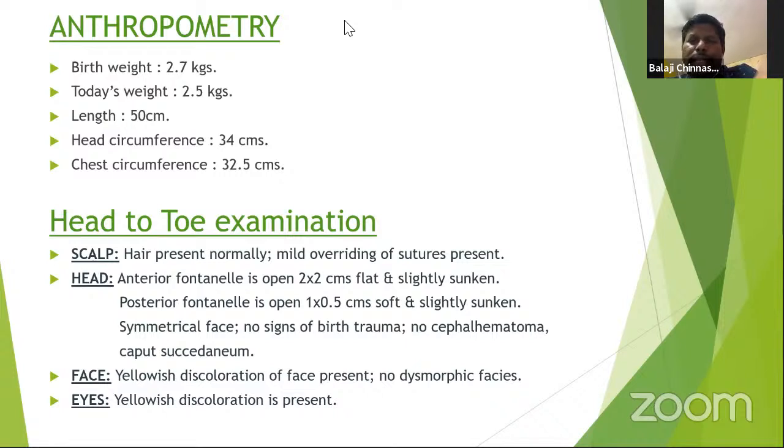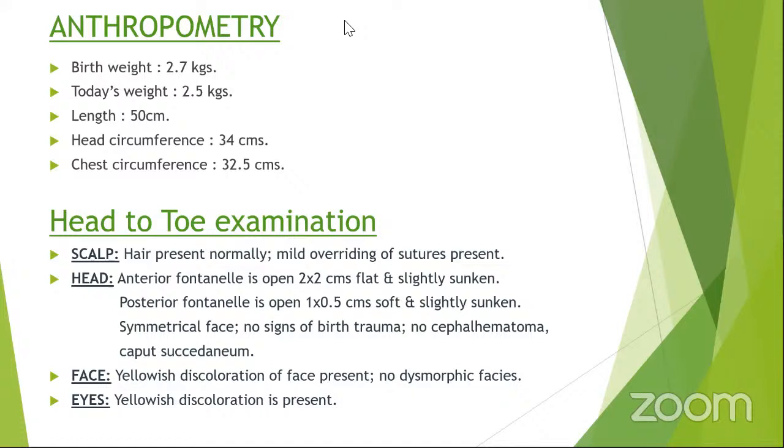Ma'am, you want to add anything? Yes, sir. In the fontanelle part, whether it is pulsatile or not pulsatile, it has to be mentioned. Okay, ma'am. Apart from that, yes, sir.